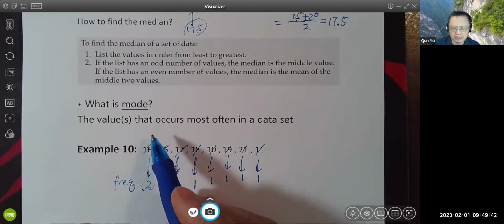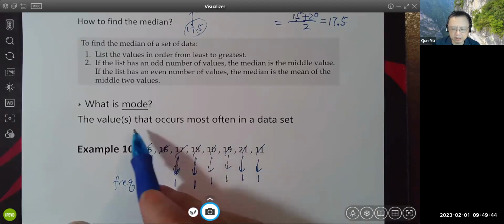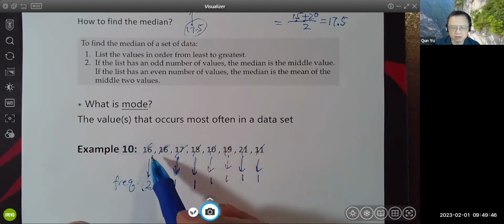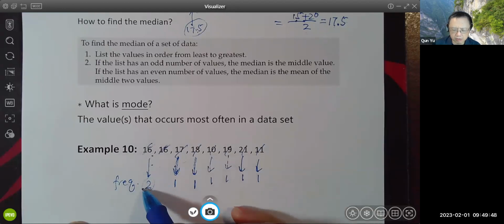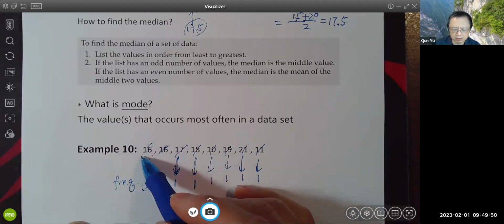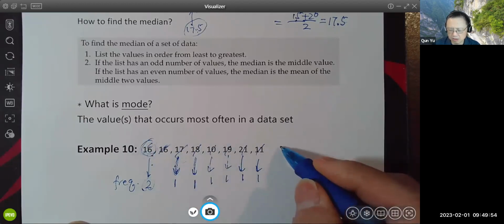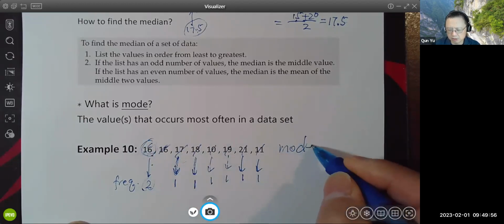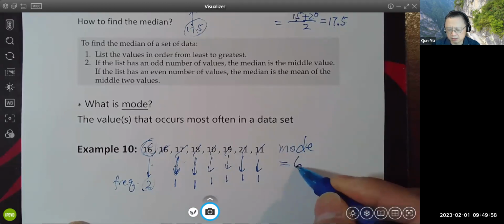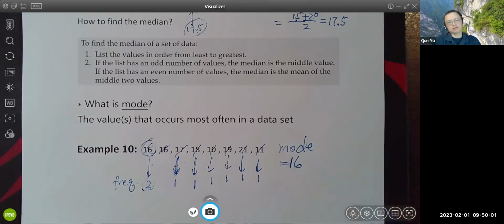So the mode is the number, of the numbers in the data set, that occurs most frequently. It's not this frequency number, it's one of those numbers in your data set. That is the mode. Okay. In this particular example, the mode is 16.